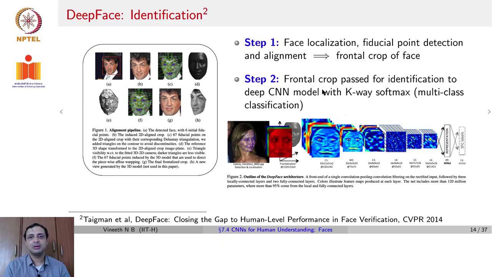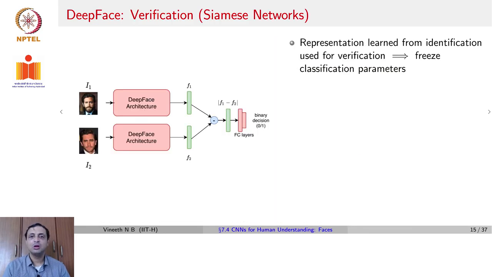This frontal crop is passed on to the deep CNN architecture, with a k-way softmax for differentiating between k different classes, trained using the standard softmax and cross entropy loss. For the verification part, DeepFace used a Siamese network kind of an approach where the representation learned from the identification task is frozen for verification. So these architecture parameters are frozen.